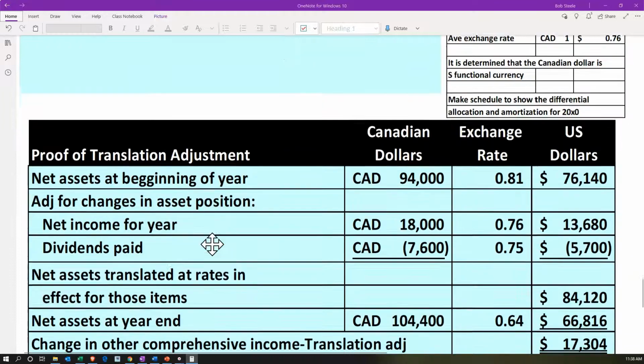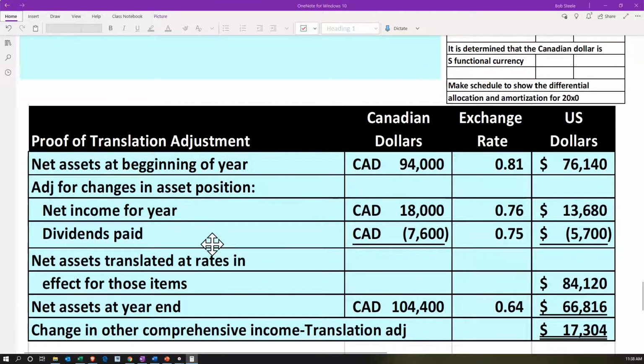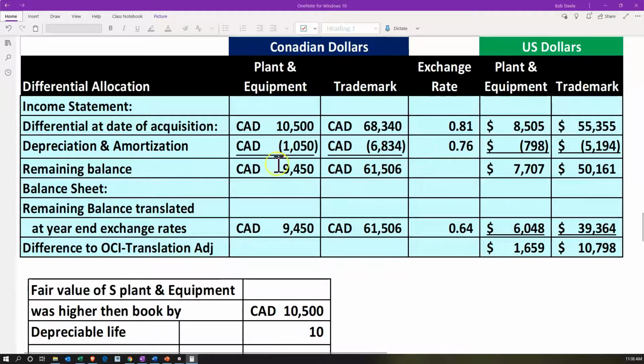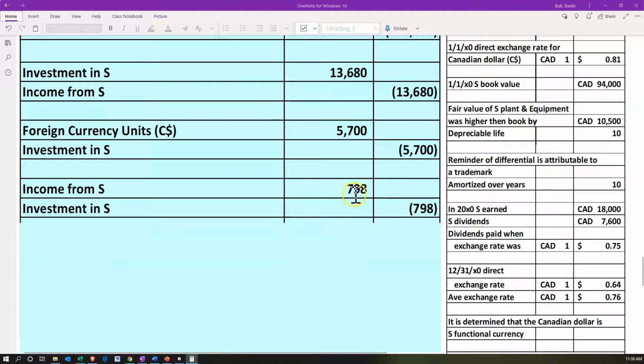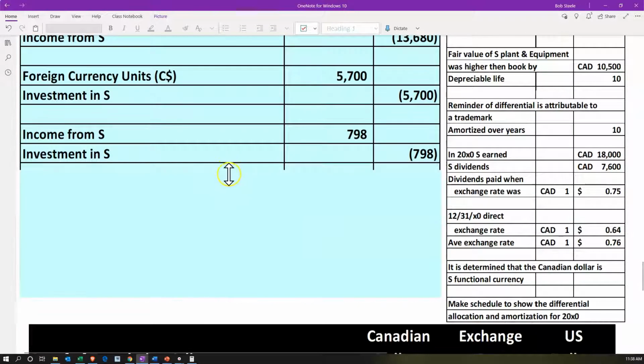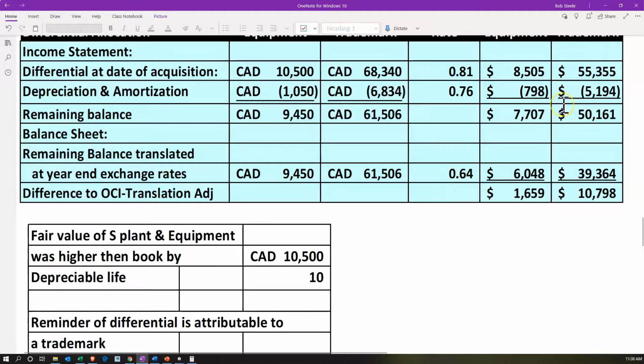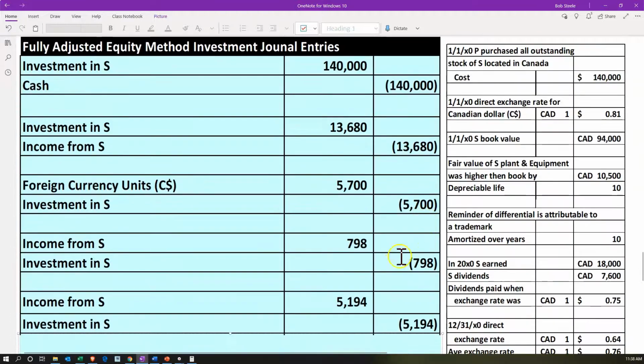Now, you could kind of combine these together, or you can break them out separately. But you will recall that we had the adjustments. Where did we put those adjustments? Let's go up here and find them. We had this one here for the depreciation and amortization, which we calculated, the depreciation and the amortization, and then we converted it to dollars. So we're picking up that 798. So the 798 then is going to be a decrease in the income from S and a decrease to the investment in S. Same thing for the amortization. The amortization of the 5,194, same thing.